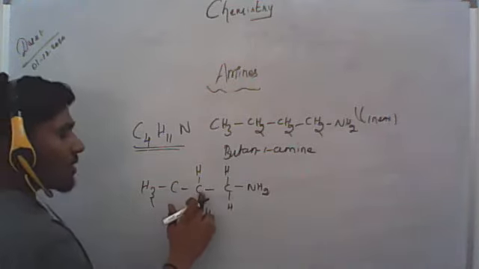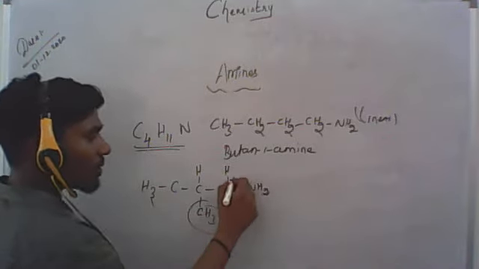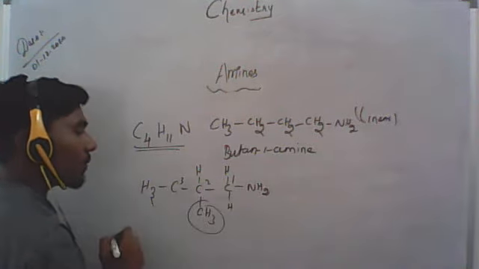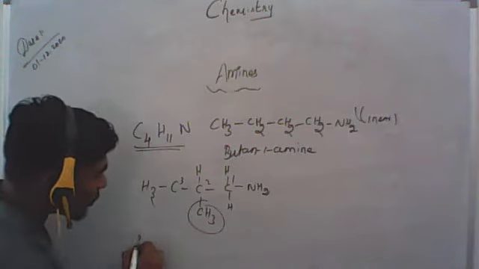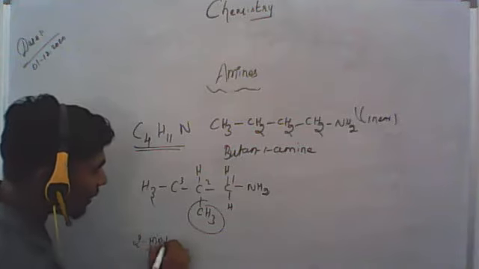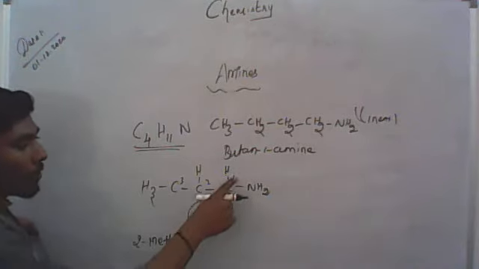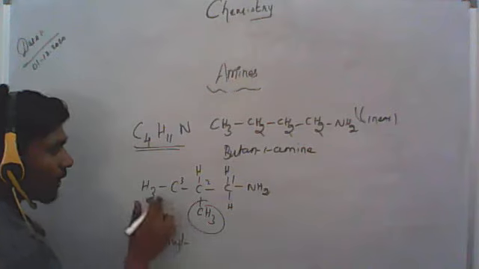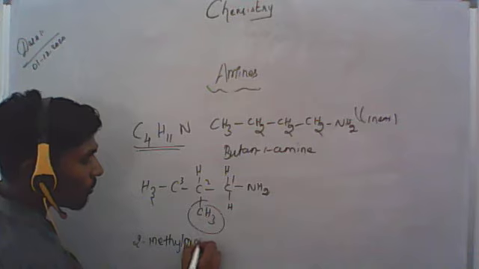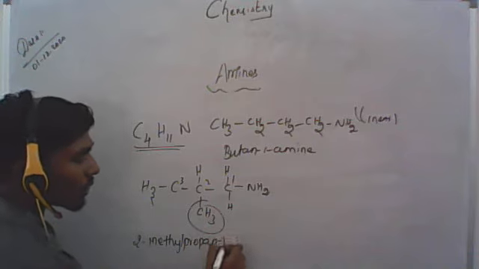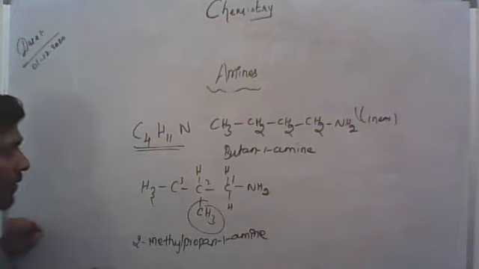CH3, CH2, NH2. The functional group is on the first carbon, so number 1, 2, 3. At the second position there is a methyl group, so it is a 2-methyl. Then the first position has the amine. The number of carbons is 4, so 3 carbons in the main chain: propan-1-amine. This is the IUPAC name for this compound.